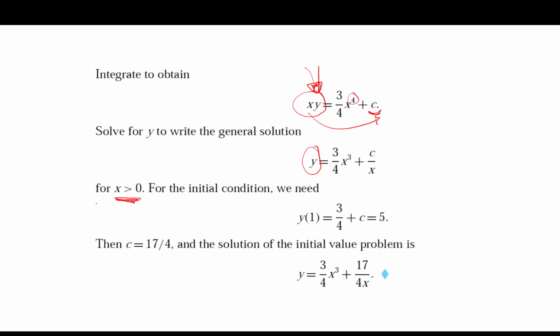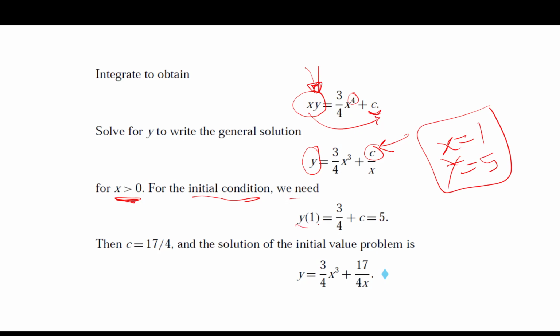For the initial condition, we want to get the value of c. We can obtain it by using the initial values: x = 1 and y = 5. Then y(1) = 3/4 + c = 5. From here we obtain c = 17/4. The final solution of this initial value problem is y = (3/4) x^3 + 17/(4x). This is our solution.